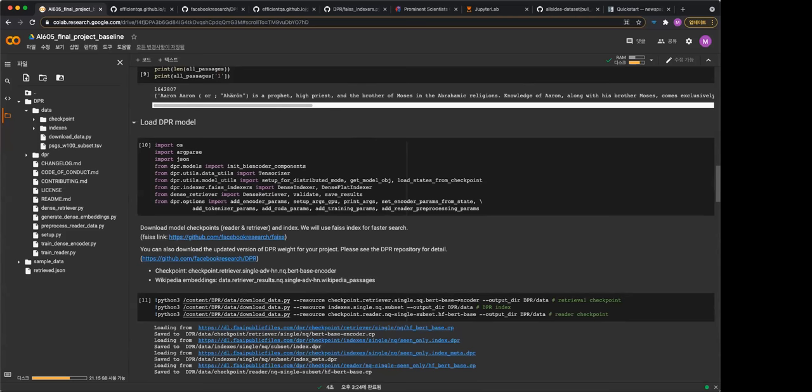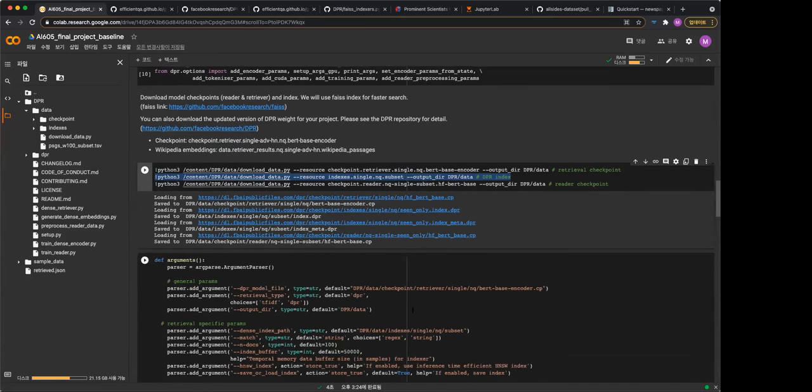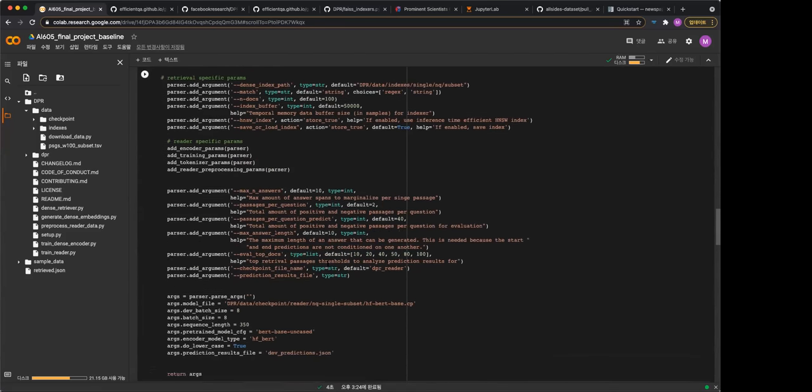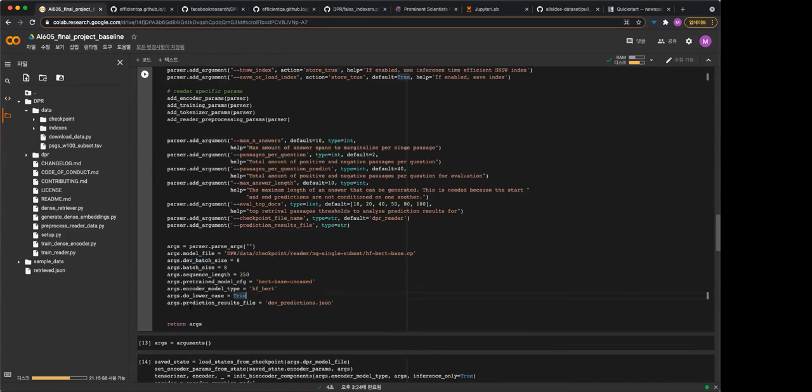Most of your disk usage comes from this DPR index. It takes a very large file. It takes large disk and large RAM. And these are the arguments of this baseline. And the model file should be addressed. And you can also find your final prediction result file in this file.